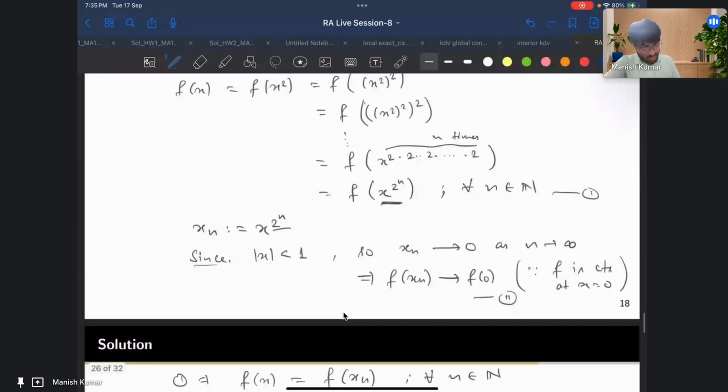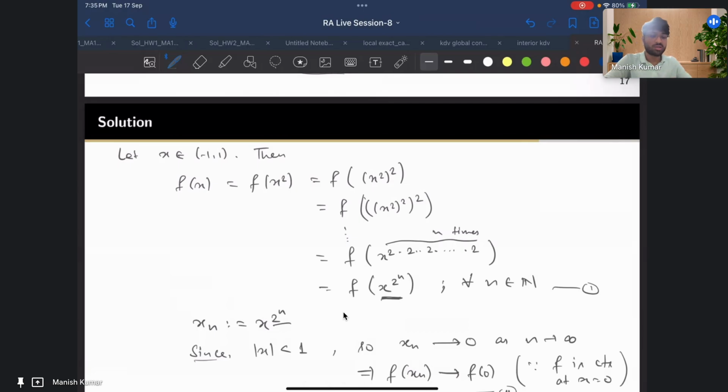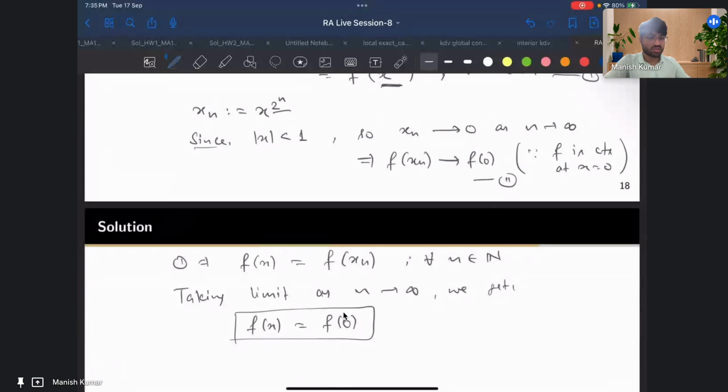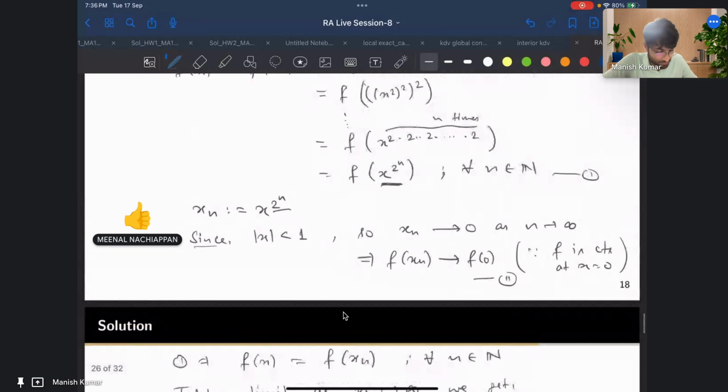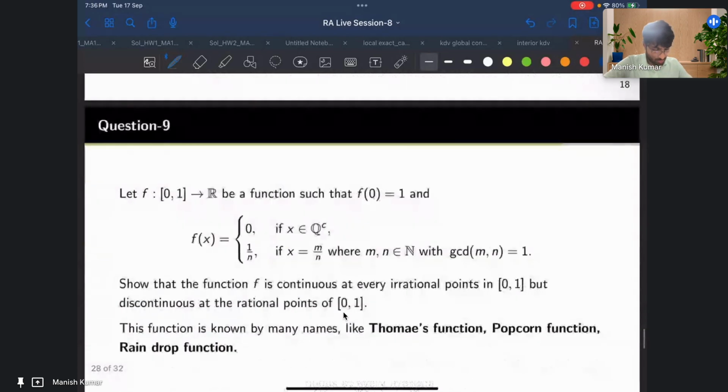Since I chose x to be arbitrary, it can be anything between minus 1 and 1. So what I got is f of x matches with f of 0. So this is true for all x belonging to minus 1 to 1. So this proves that the function f, what we started off with, is a continuous function. Is this clear? Okay, so now let's come to this problem. Let's begin with this.